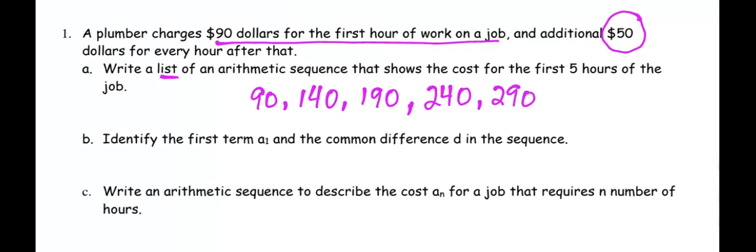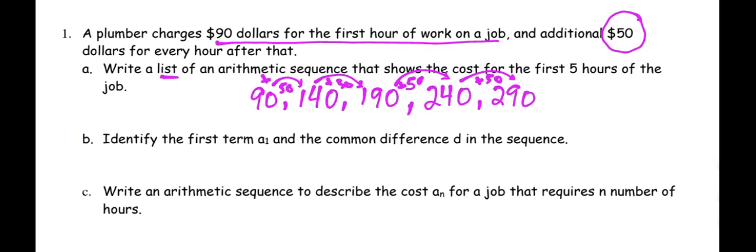So this is what I have, a list of a sequence. The first term is the cost for the first hour. The second term is the cost for 2 hours. The third term is the cost for 3 hours. And every single time we're adding $50 to go to the next term. So that means we have an arithmetic sequence because we're adding a common difference every single time to go from one term to the next.